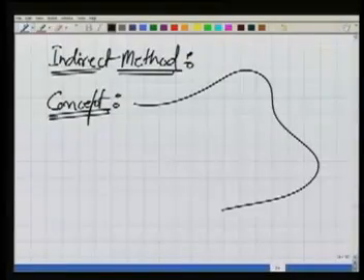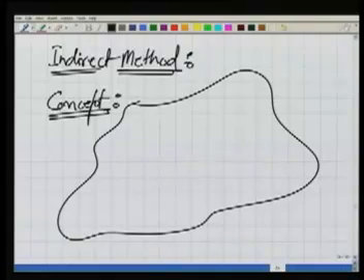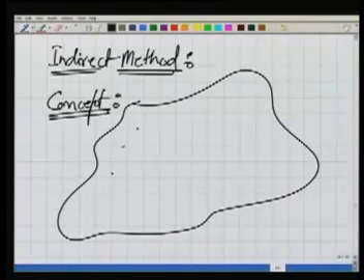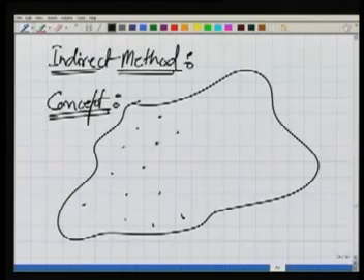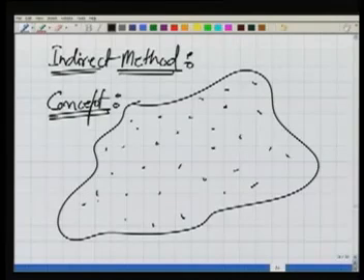So in the indirect method, let us say for some area, we want to do the contouring. Now somehow we measure several points there. These are various points which are in this area, randomly distributed. Okay, just randomly distributed points.